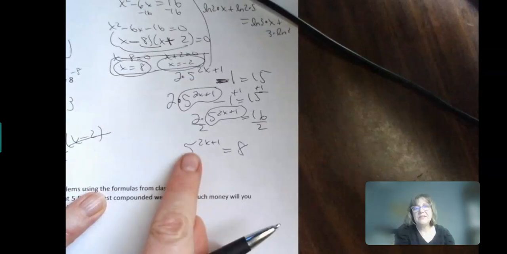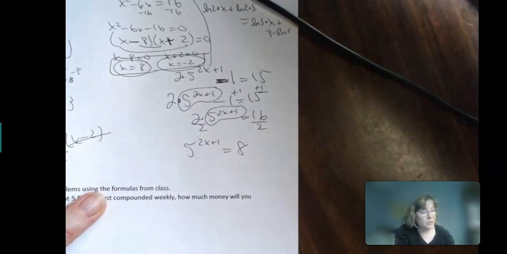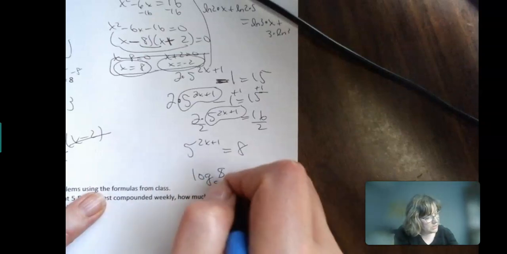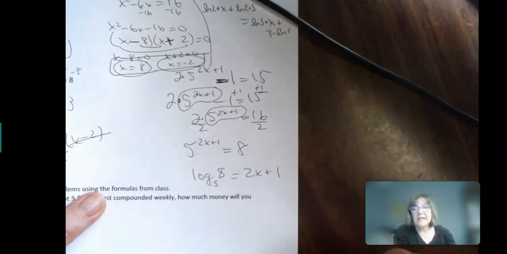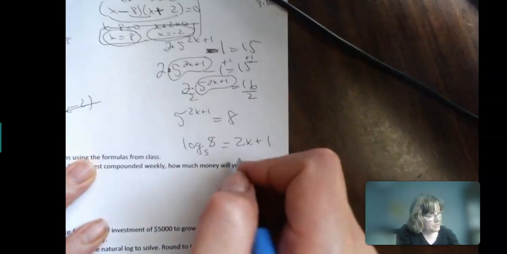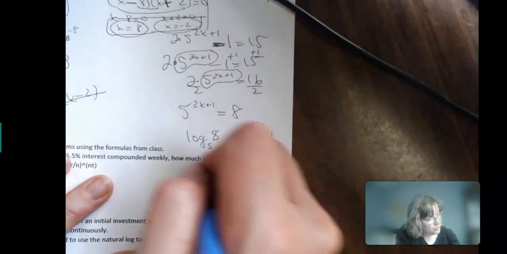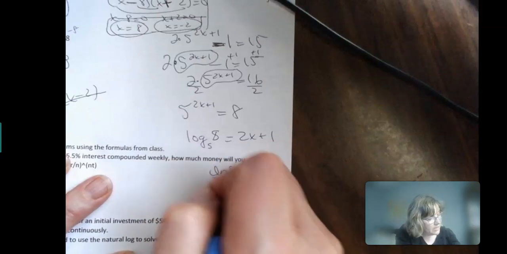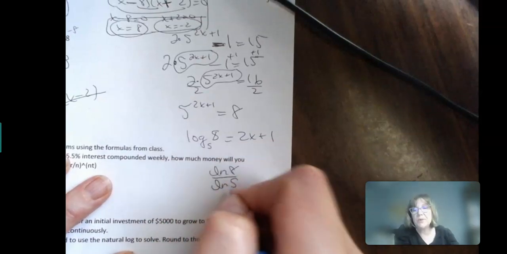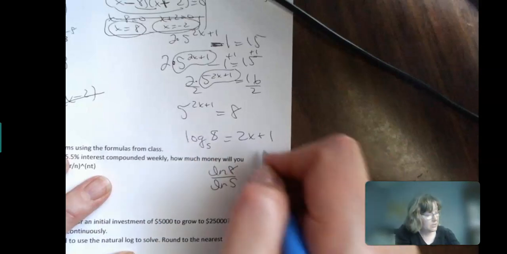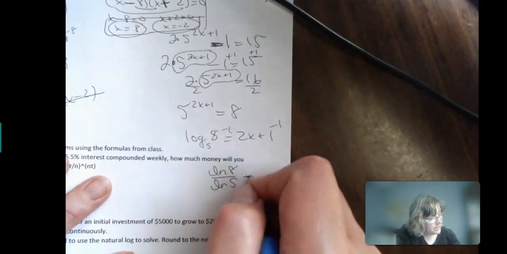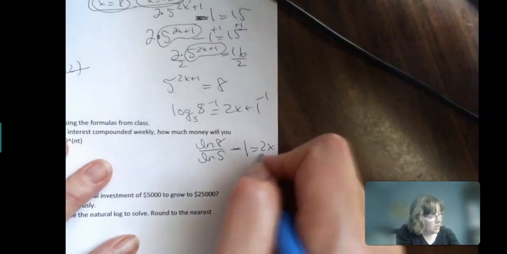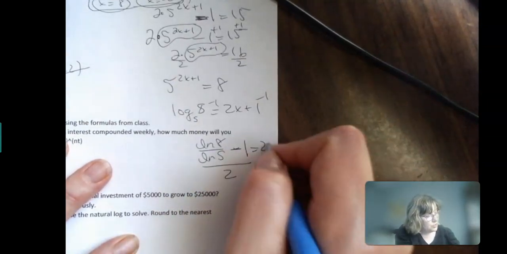All right, I have a single exponential. I can go to a single log. So logs eat answers. The base goes there, and it spits out the exponent, okay? Usually we do natural log a lot of times on that. So natural log of 8 over natural log of 5, change of base formula, the log of the big over log of the little. And I'm going to subtract the 1 from that. So minus 1 equals 2x. And then I'm going to divide all of that by 2.